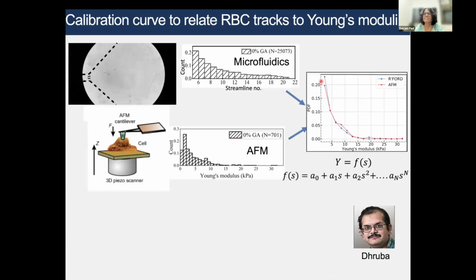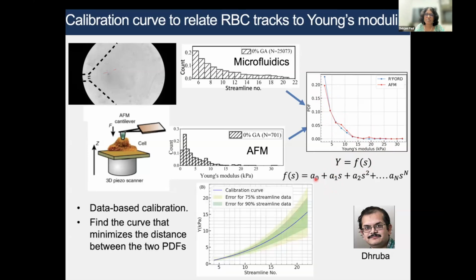So we asked ourselves, if these two are the distributions, if I assume the Young's modulus is a function of the streamline, then what is the mathematical functional form that would actually overlap these two distributions on each other? In other words, to minimize the Jensen-Shannon divergence between these two. In doing this, we assume a polynomial and then we run this and we find that a fourth order polynomial is the calibration curve that we get.